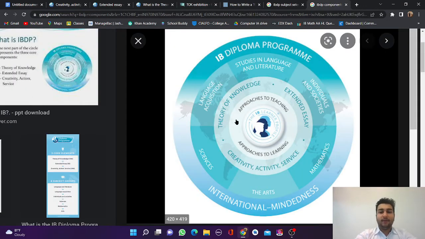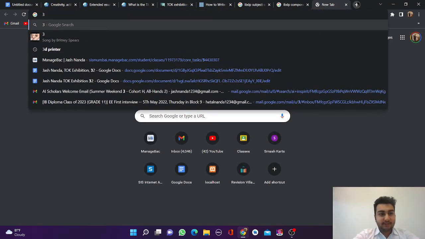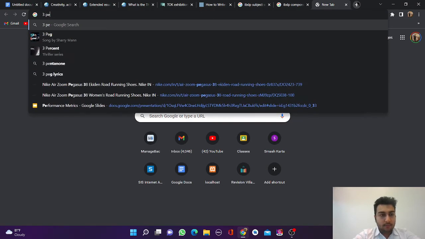So these are the three core components, and without these three core components, the diploma will not be given. And yes, the three core components also play a role in the points given. So let's just see how it divides. Three, four.